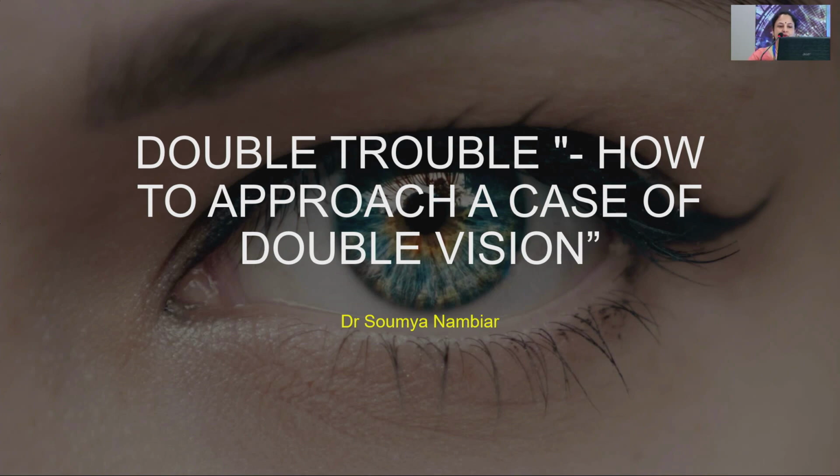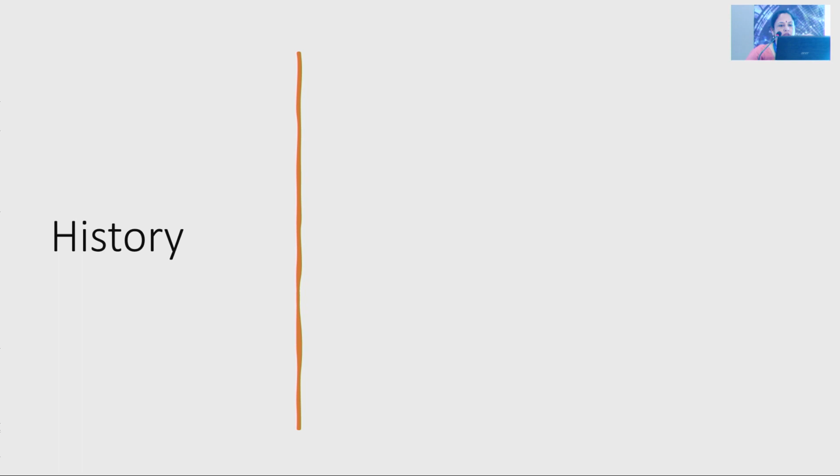So how do we approach a case of diplopia? We always wonder how to go about it when a patient comes to you with diplopia. First of all, start with the history. You have to ask first what the patient is having, whether the diplopia is an issue for the patient, and only then you have to deal with it.